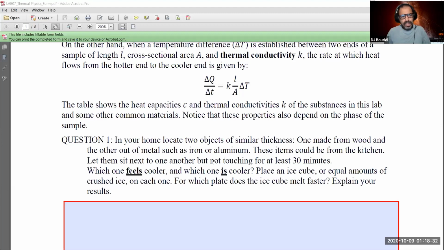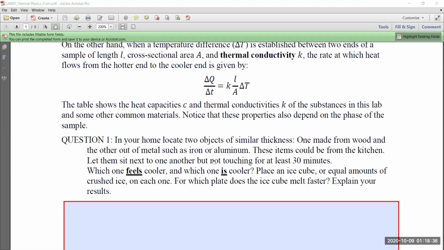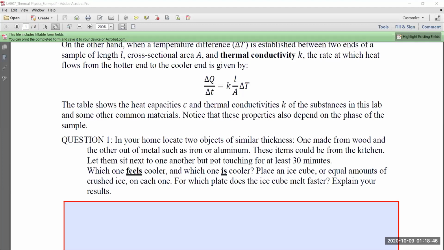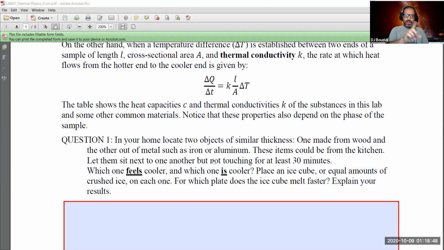You guys understand? There are 2 parts in this question. Which one? Yes. No, I'm just saying it's kind of hard. How can we measure which one is cooler? To the touch. Okay, so the one that feels cooler is cooler? Okay. So you don't have a thermometer and you don't need a thermometer for this statement, okay?